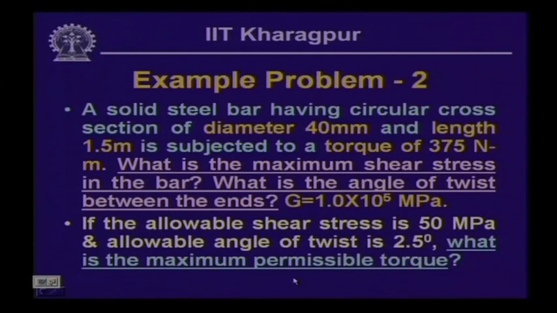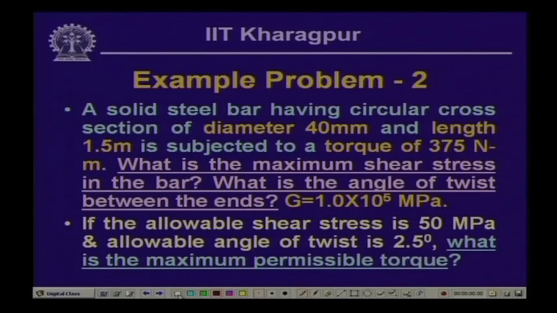Well, now let us look into the second problem, which is in fact based on the discussions which we had today. Now, here it states that a solid steel bar having circular cross section of diameter 40 millimeter and length 1.5 meter is subjected to a torque of 375 Newton meter. Now, what is the maximum shear stress in the bar? What is the angle of twist between the ends, and the value of G is given as 1 into 10 to the power 5 MPa.